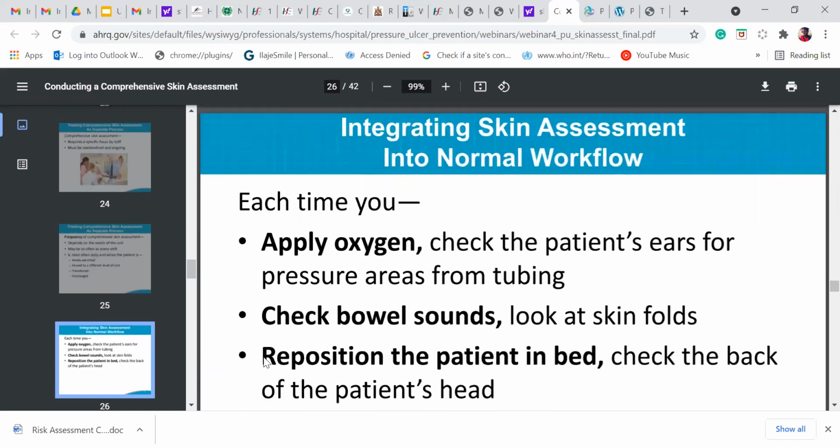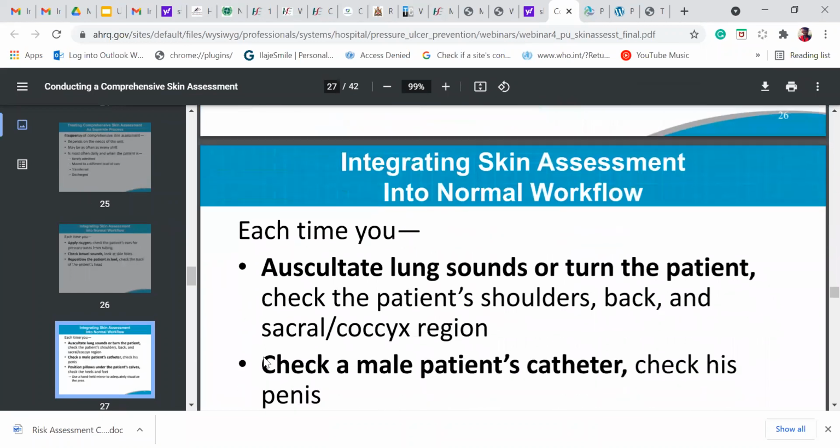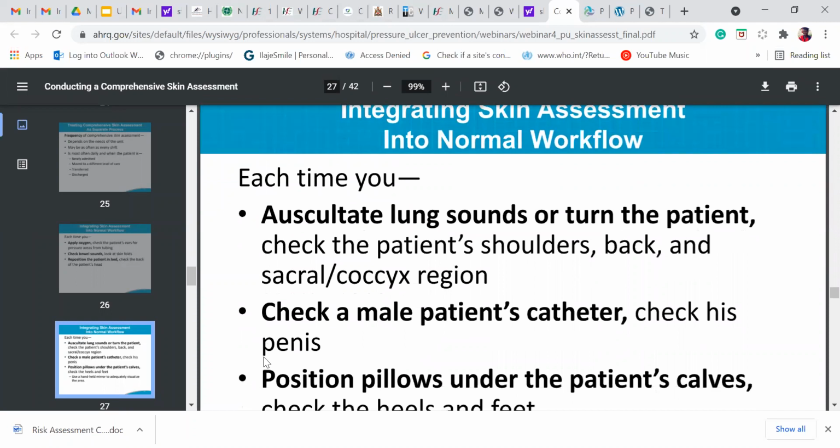Each time you apply oxygen, check the patient's hair for pressure areas from the tubing. Okay, and also check bowel sounds. Look at the skin folds. When we position the patient in bed, check the back of the patient's head each time. Okay, it's very important. As well, each time you auscultate lung sounds or turn the patient, check the patient's shoulder, the back, the sacrum, or the coccyx. This takes seconds for you to do, so it's not a big deal.